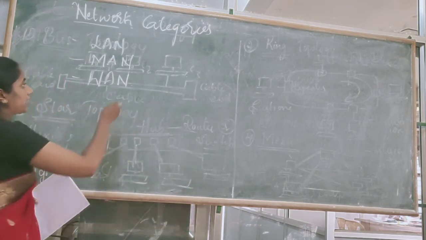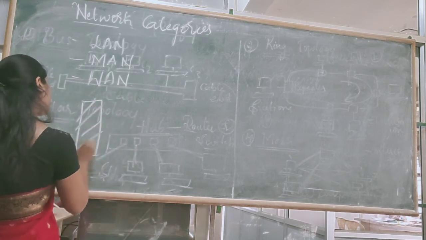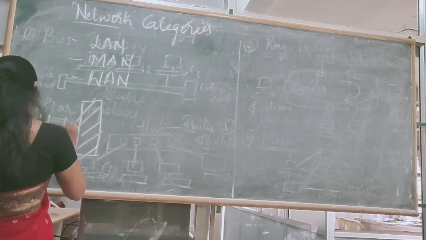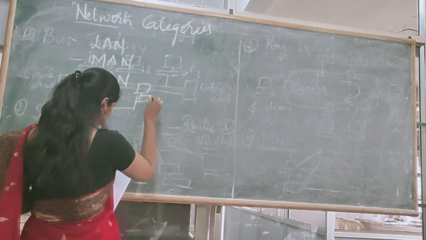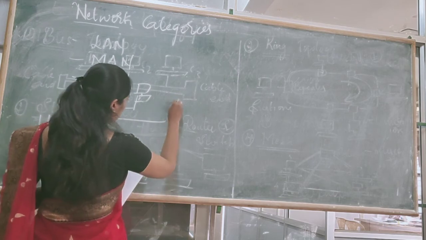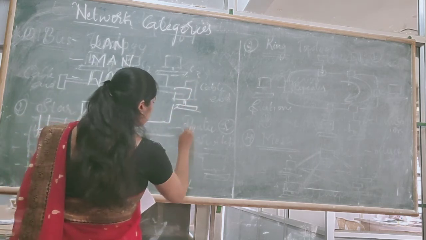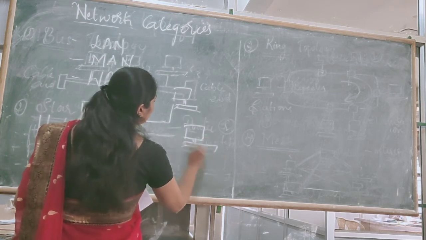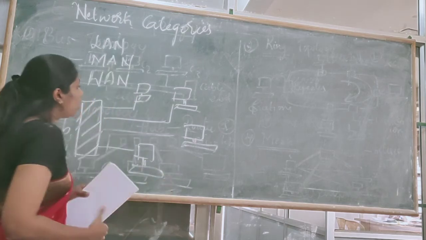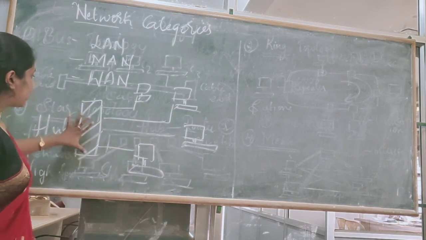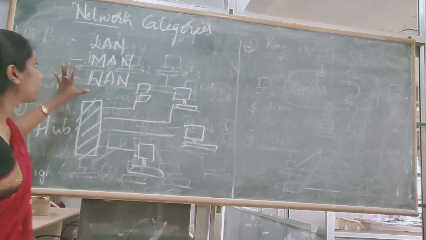Okay? There is a diagram for LAN. That is, it will have a hub. Okay, will have a hub and many devices will be connected to this hub. I am telling you again and again, please refer to your textbook for the diagrams. So many systems will be connected to the central hub. Okay, this is the LAN.